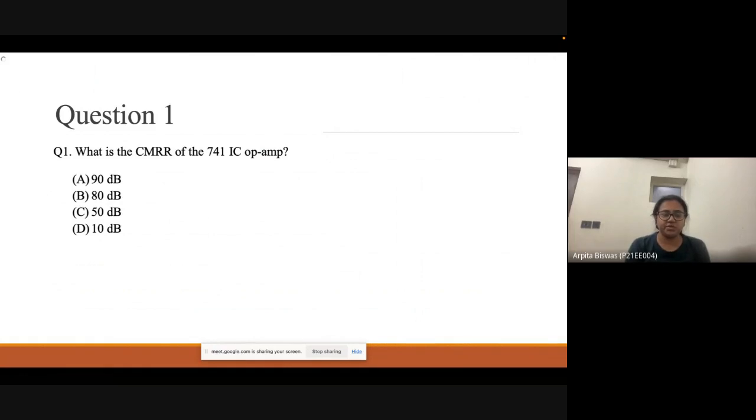So, this session we are going to discuss some MCQ and some numerical questions. This is question number one. What is the CMRR of the 741 IC op-amp? The first option is 90 dB, the second option is 80 dB, the third option is 50 dB, and the fourth option is 10 dB. So take your time, but at least try.